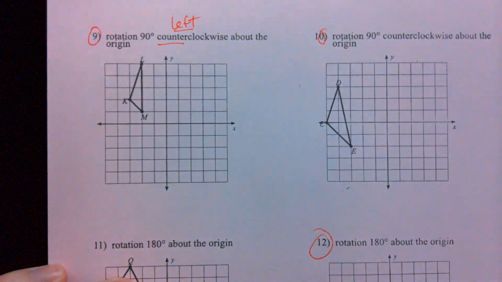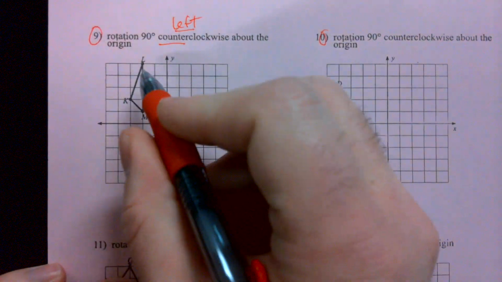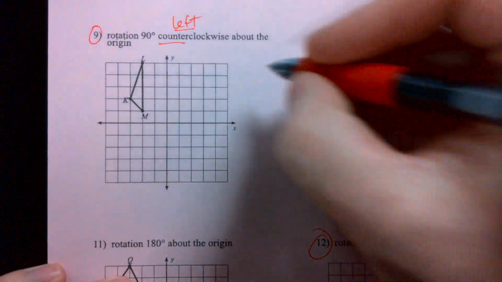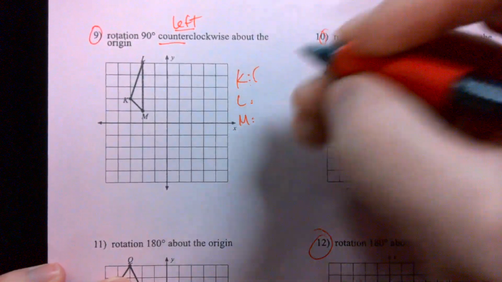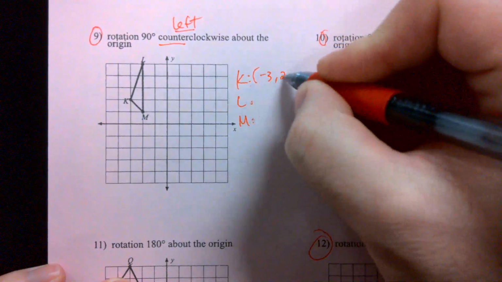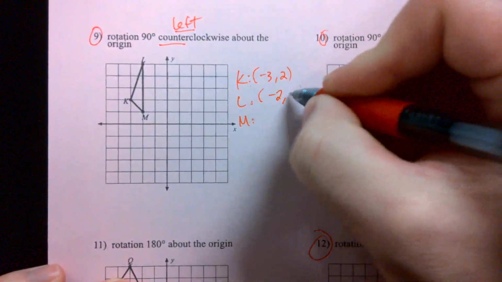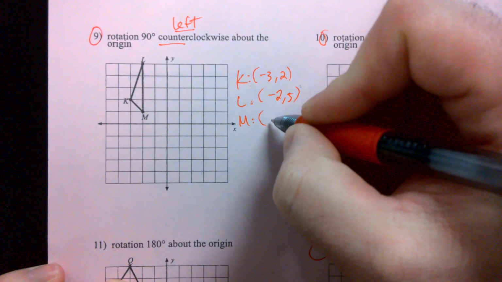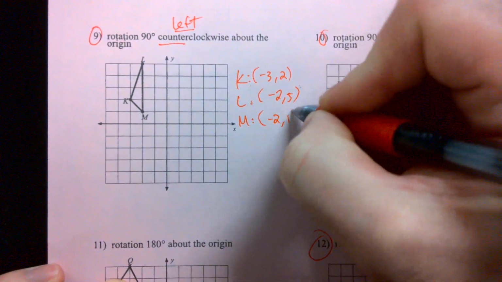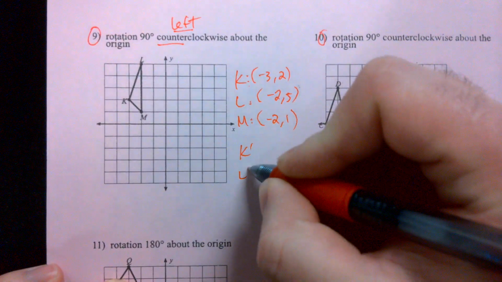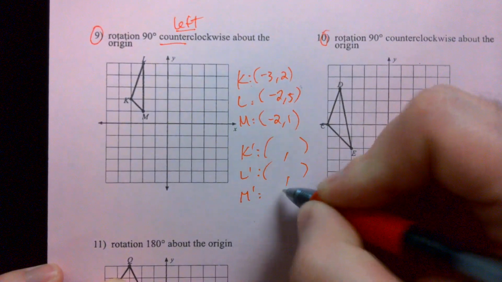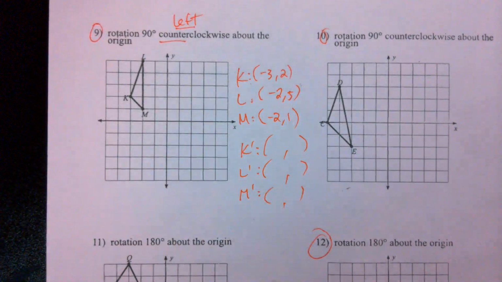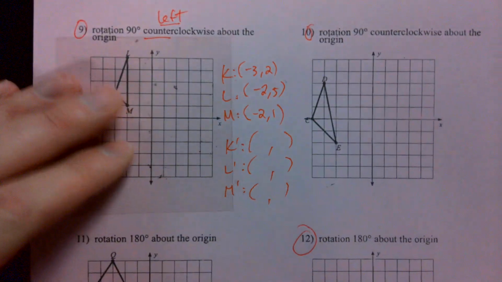Left, counterclockwise. So, we've got, what is this, KLM? Yep. K, L, and M. K is at negative 3, 2. L is at negative 2, 5. And M is at negative 2, 1. We're going to find K prime, L prime, and M prime. I'm going to put my slide over the graph.